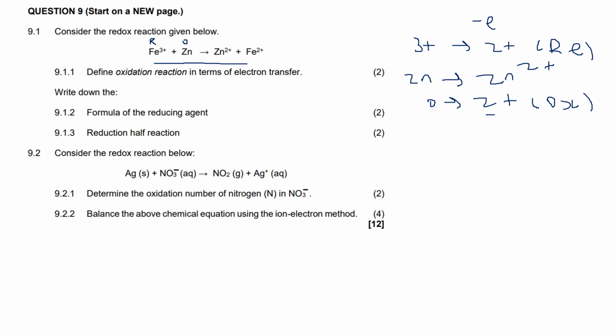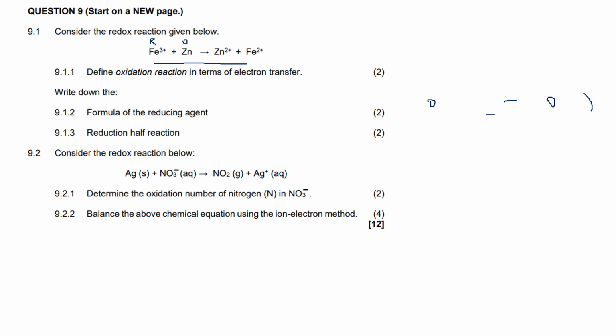Then they are asking us to define oxidation in terms of electron transfer. Same thing that we did in the previous question. Oxidation is the loss of electrons. If they ask for reduction, reduction is the gaining of electrons. So loss of electrons, which is loss of e minus, is oxidation.